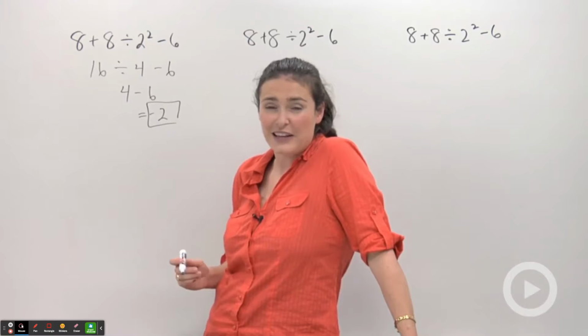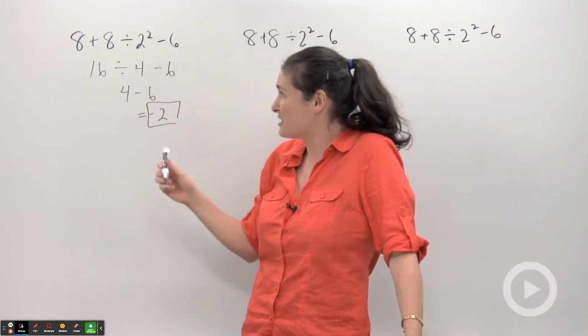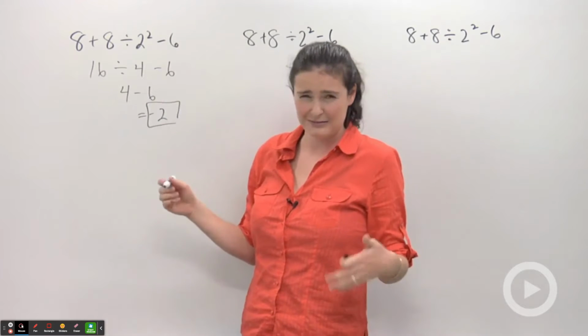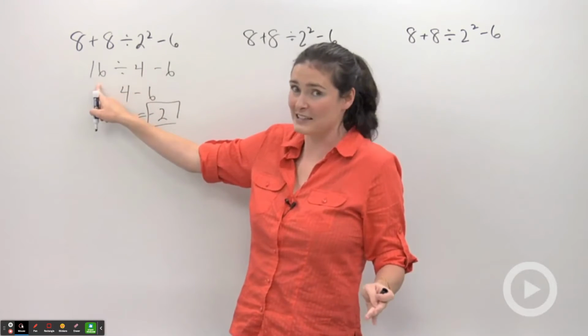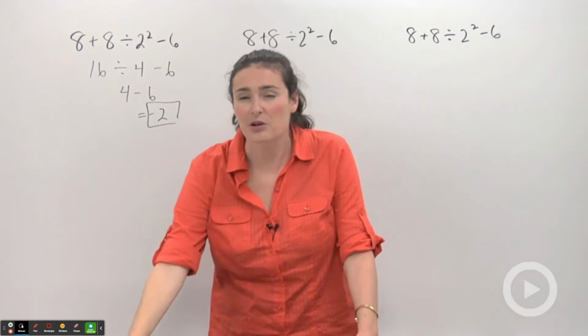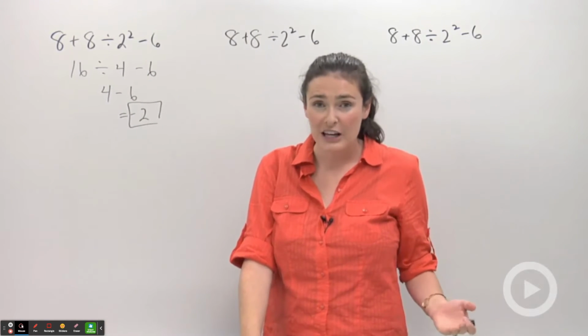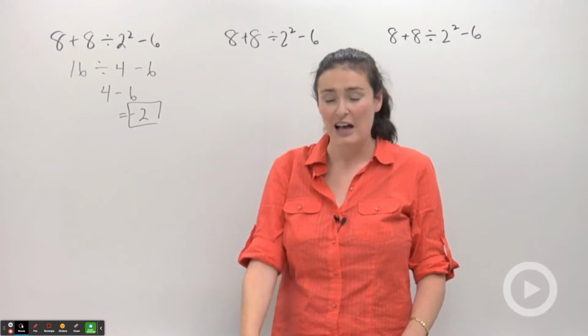I'm going to tell you that's actually mathematically incorrect. Everything the student did was like a right answer, like 8 plus 8 is 16, and 2 times itself is 4, but there's something really tricky about math, and it's called the order of operations. Before I tell you about what the order of operations is, let's look at this one.